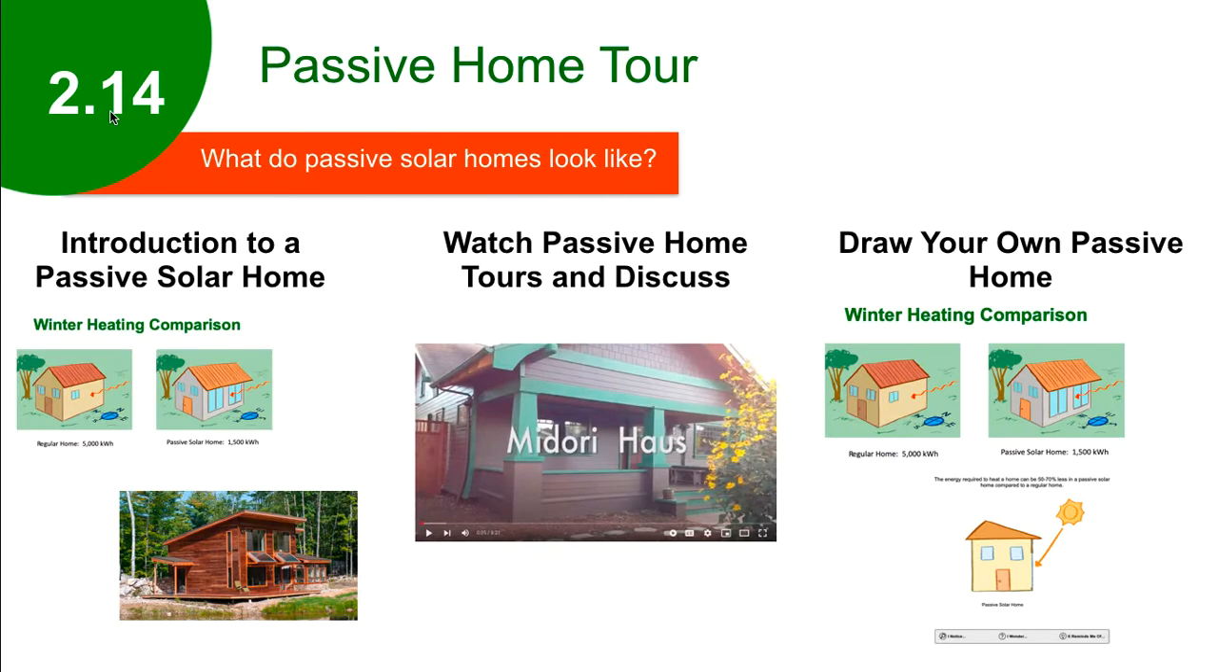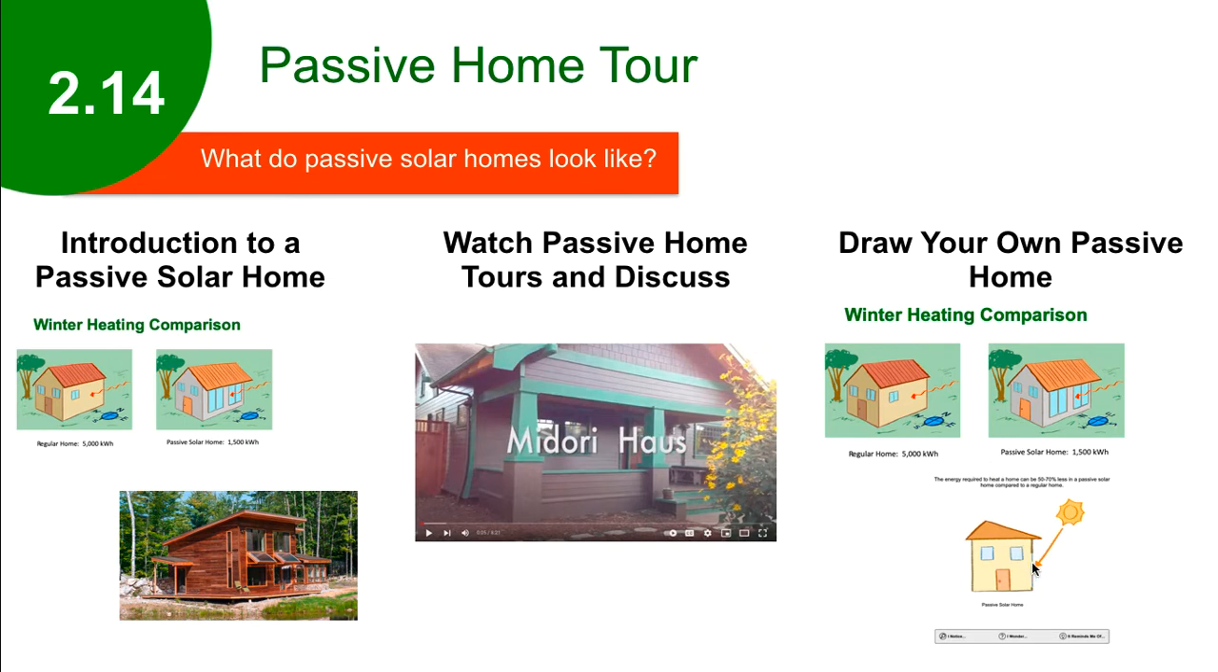In 2.14, we begin with a short interactive presentation where students analyze the difference in energy use between a passive solar home and a regular home. They look for patterns in images of actual passive solar homes. Students then watch video tours of different passive solar homes that describe the building design and the materials that are used. Students then draw models illustrating how energy enters a passive solar home and how that works differently in the winter versus the summer. And at the end of the class, we revisit the phenomenon.